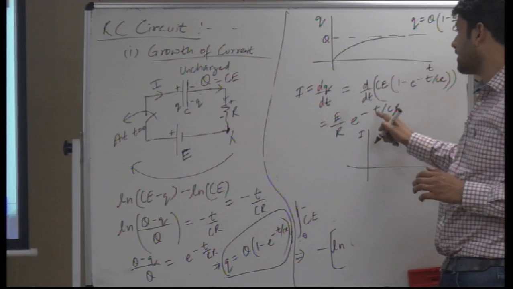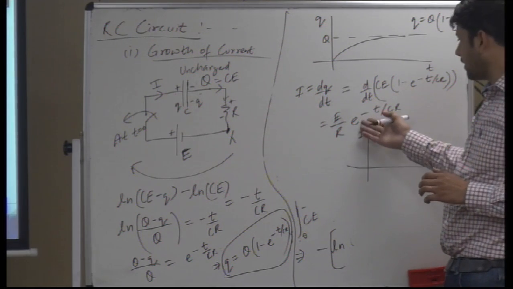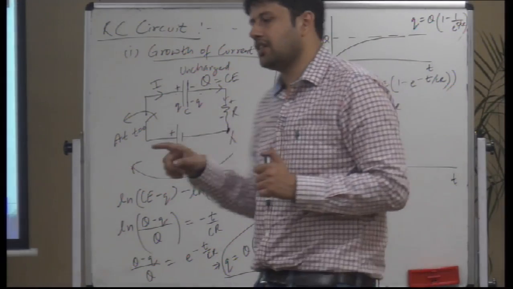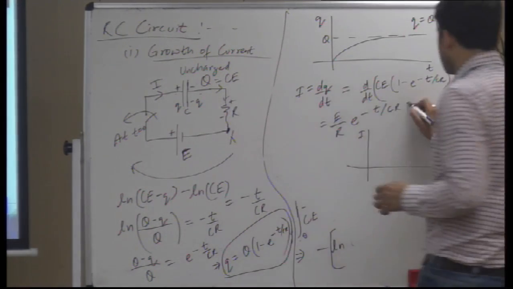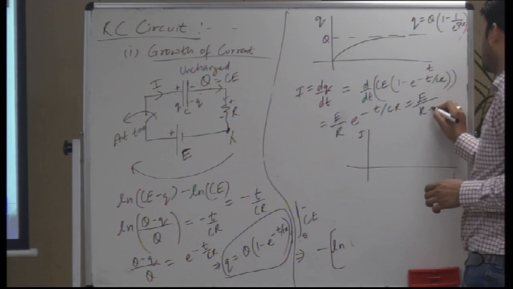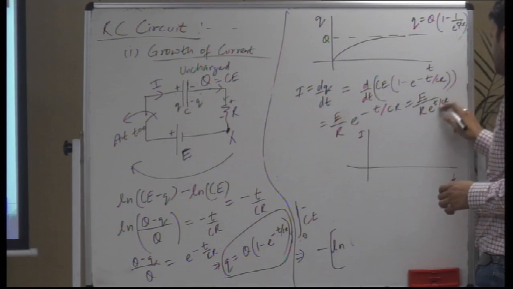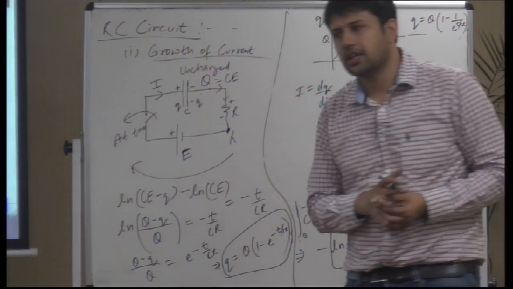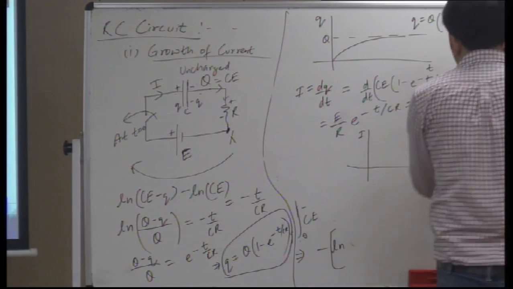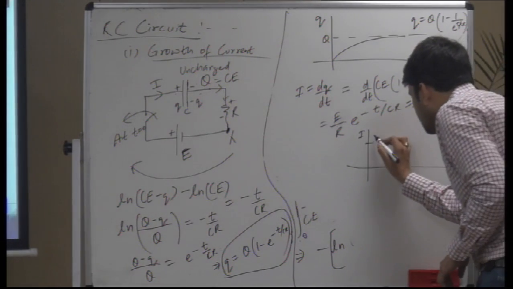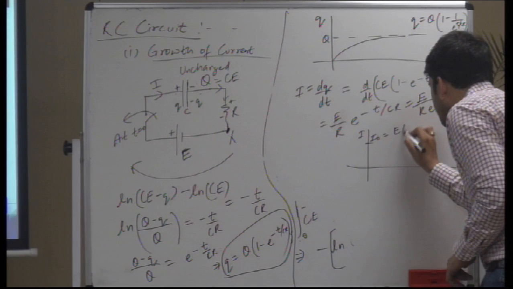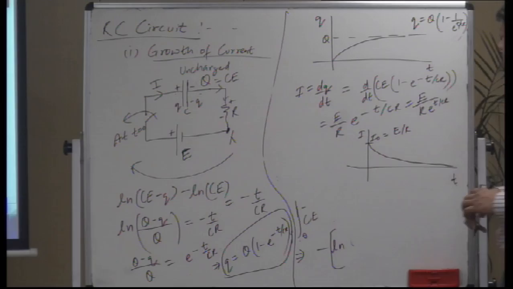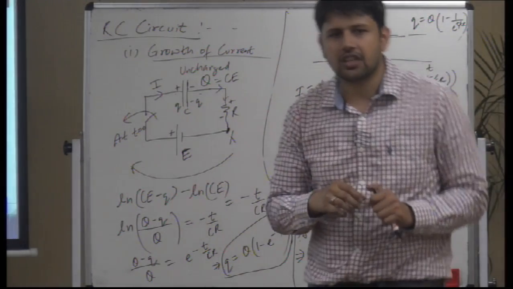After this, as t increases, this thing will go in the denominator. The power is negative, so this will go in the denominator. It will actually be E by R divided by e raised to power t by CR. As t increases, current will decrease and it will become 0 at infinite time. When t becomes infinite, the denominator becomes infinite, so current becomes 0. So this is I naught equal to E by R, the maximum current, then it drops and meets the x-axis at infinity.